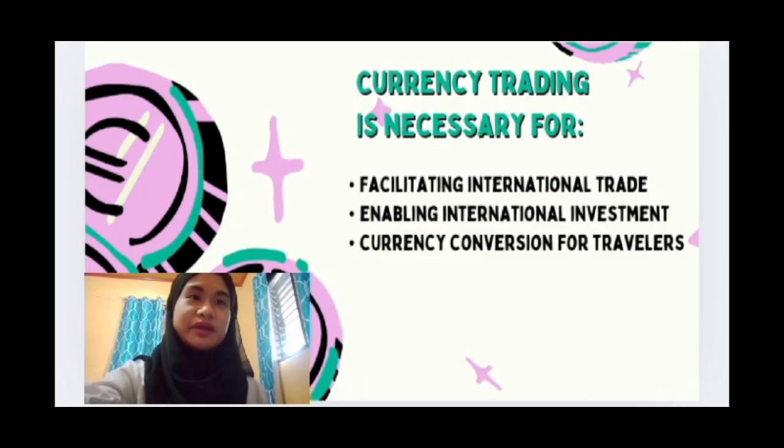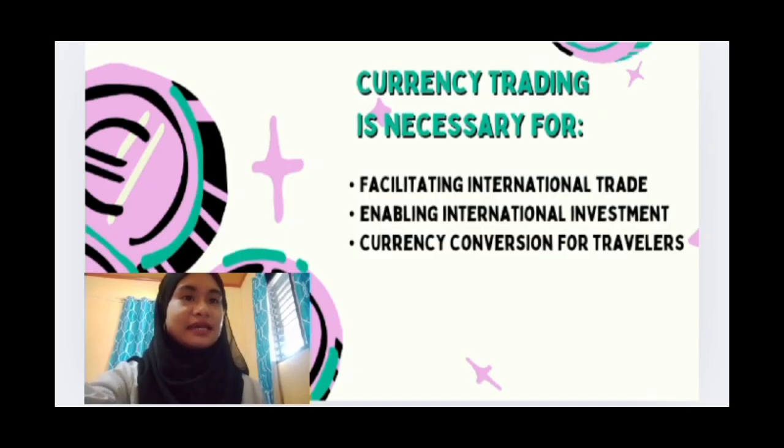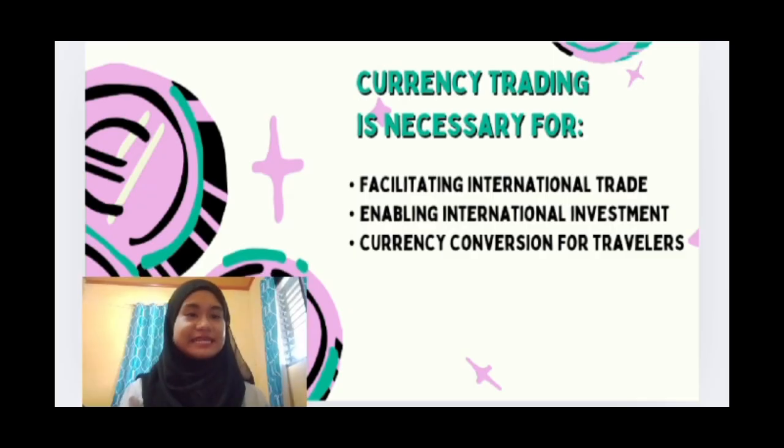These are the primary purposes of foreign exchange markets. First is facilitating international trade, second is enabling international investment, and third is currency conversion for travelers. In facilitating international trade, businesses need to convert their currency to pay for goods and services imported from other countries and to receive payments for exports. The forex market provides the mechanism for these conversions.